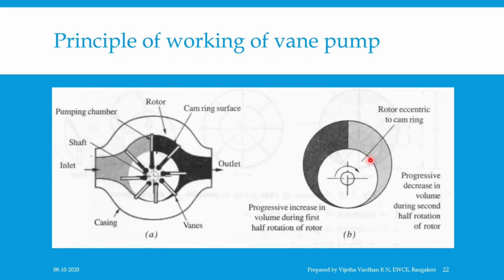Now as the rotor revolves through the second half of the revolution, the surface of the cam ring pushes the vanes back into their slots and the volume becomes progressively smaller. This reduction in volume increases pressure and is the ejection process, during which the fluid flows out of the pump through the outlet port.